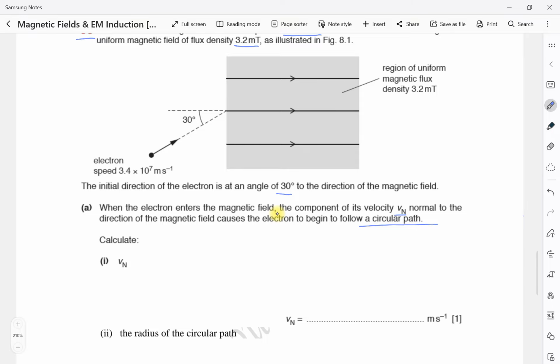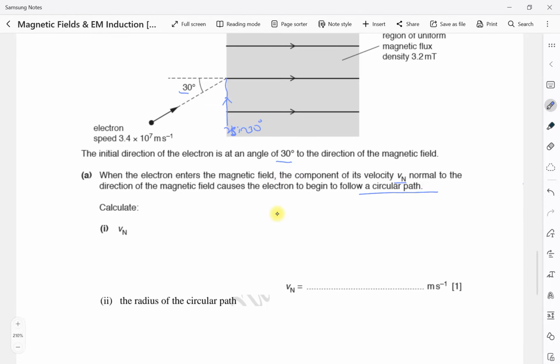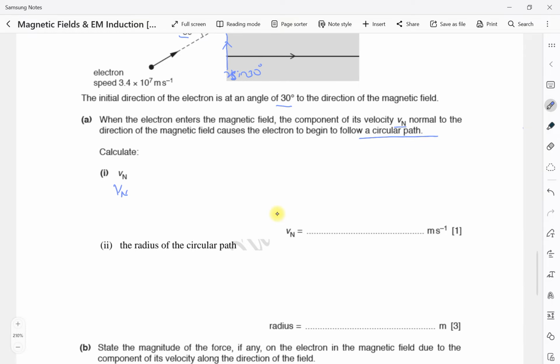So we need to find the component of the velocity. I will resolve this perpendicular, using 30 degrees. The component there is going to be V sine of 30 degrees. So to calculate Vn, the component of the velocity, the vertical Vn, is going to be V sine of 30, which is 3.4 times 10 to the power of 7 sine of 30. Of course, sine of 30 is a half, so this is going to be 1.7 times 10 to the power of 7 meters per second.